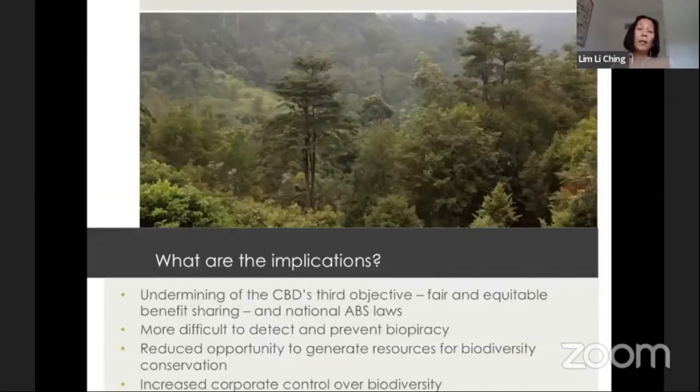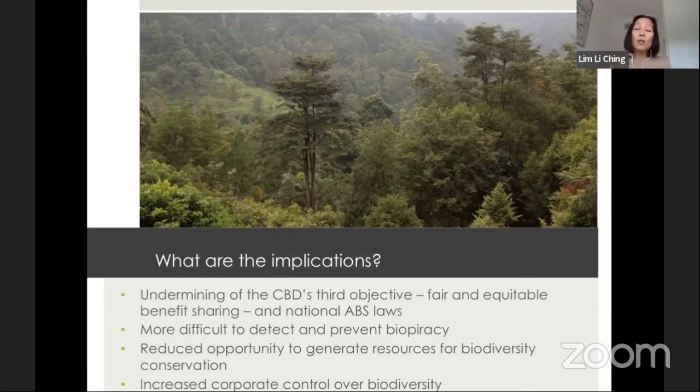So what are the implications? I think, firstly, that this whole situation undermines the CBD's third objective, which is the fair and equitable sharing of the benefits arising from the utilization of genetic resources. And it also undermines national ABS laws, because basically we have a situation where the technology has far outpaced the legal requirements and obligations. It has also made it more difficult to detect and prevent biopiracy, because all this is happening largely electronically, through the internet, through the cloud, through these databases.